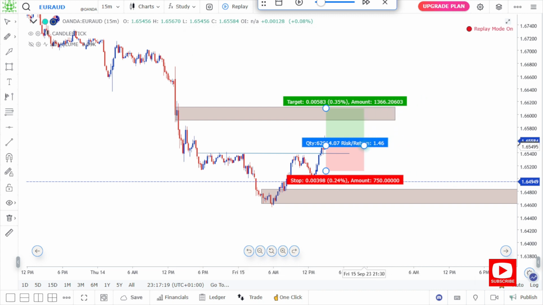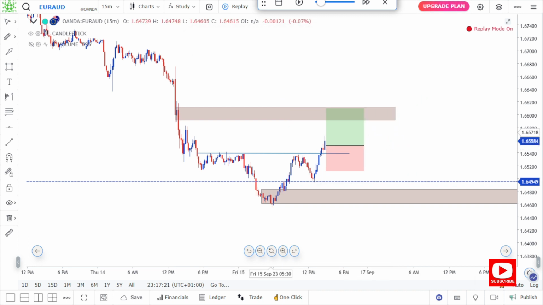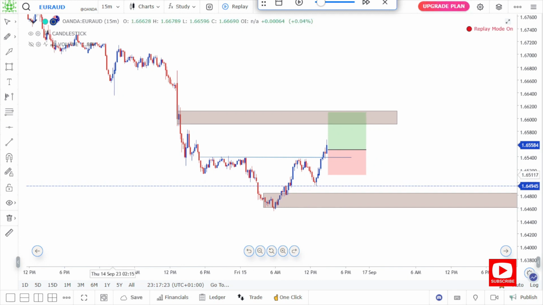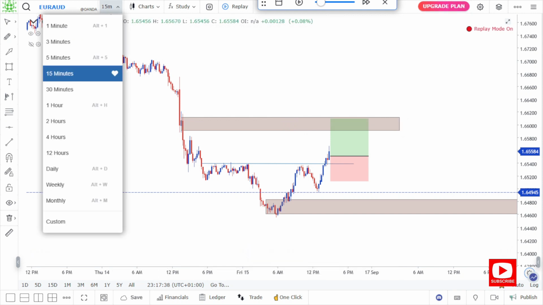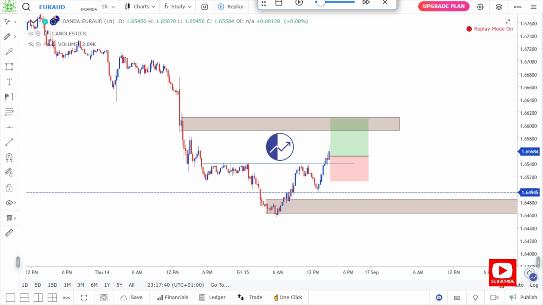right here. Now, one reason most traders fail when using head and shoulder patterns is that this price action respects zones very well. So this zone is marked right here. If you go to the higher time frame, this is 15 minutes by the way, let's say we go to the 1 hour.